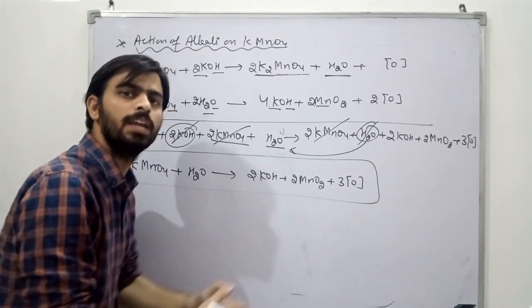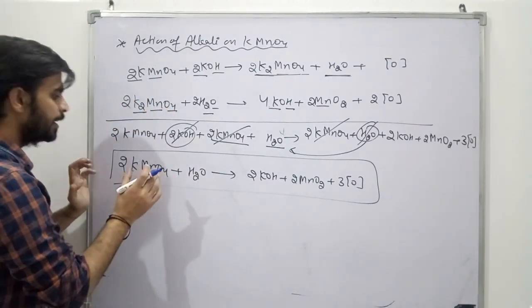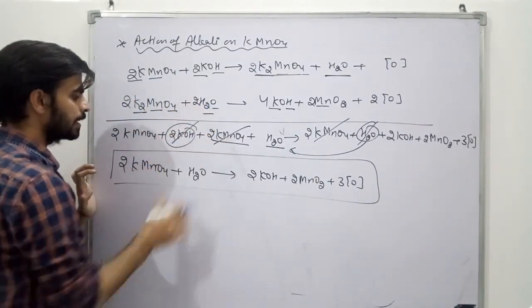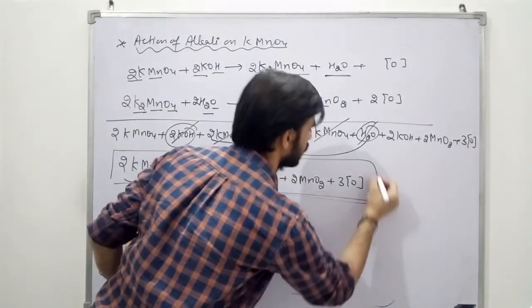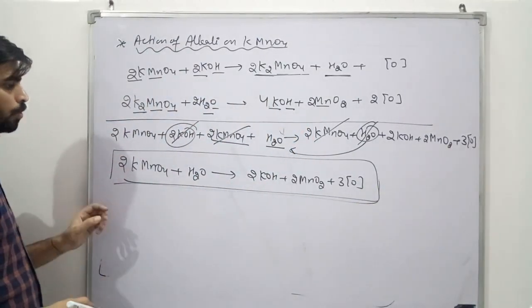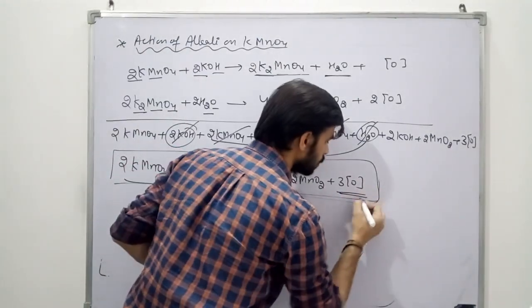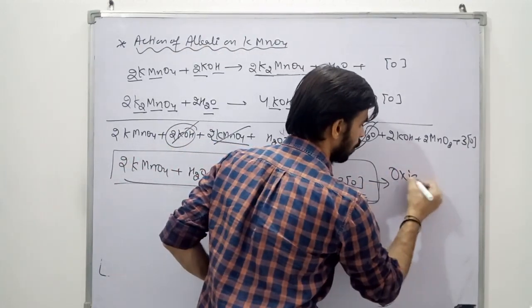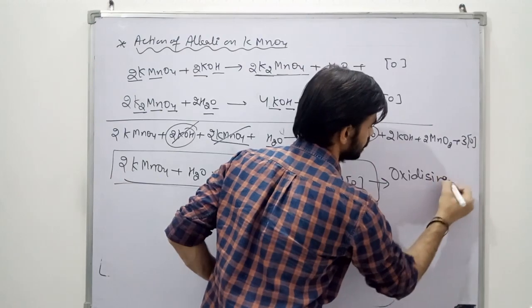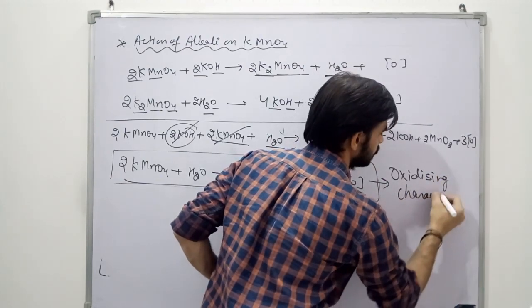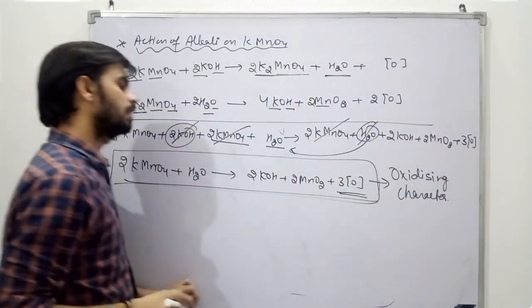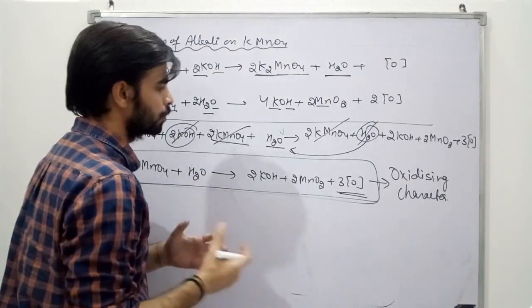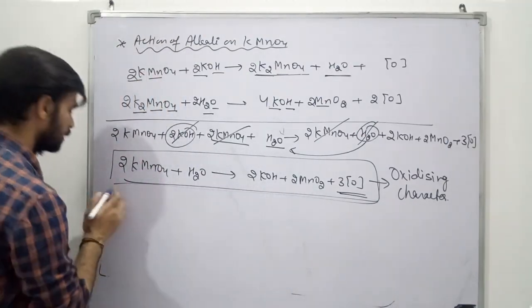Whenever we react KMnO4 with alkali, this reaction will come out as the final result. So 3 nascent oxygens are also there, which are responsible for its oxidizing character. Now let's check whether it shows oxidizing character or not.